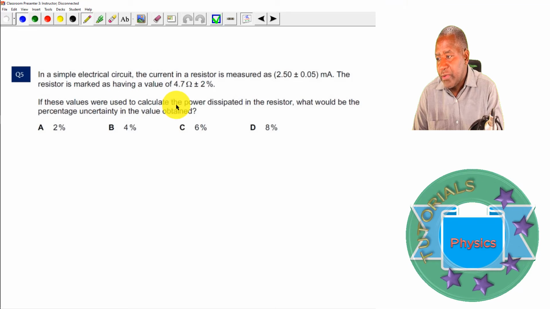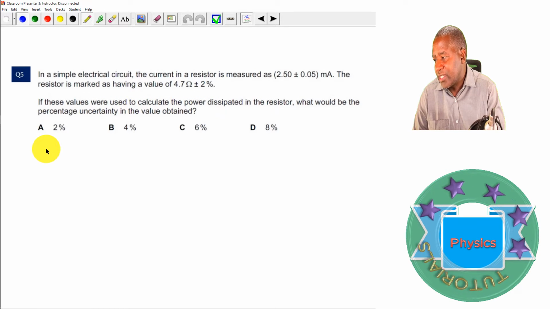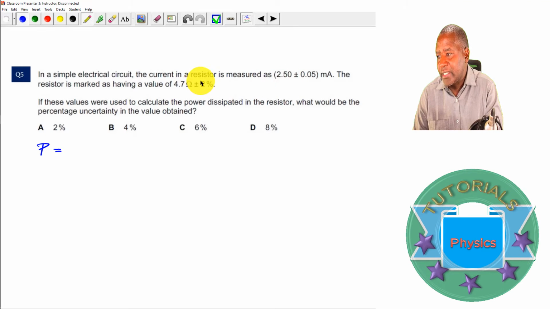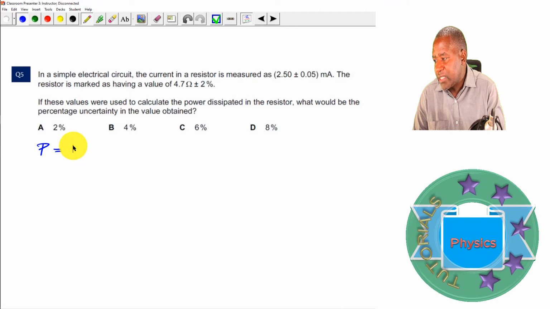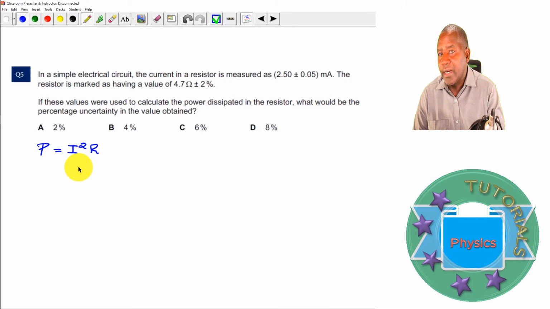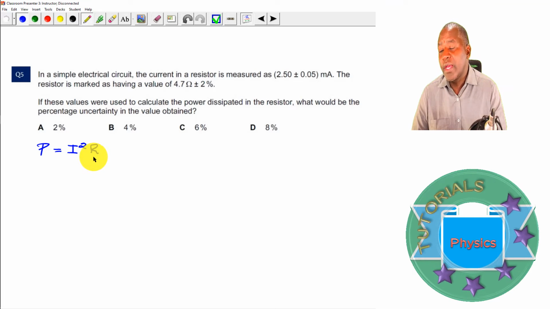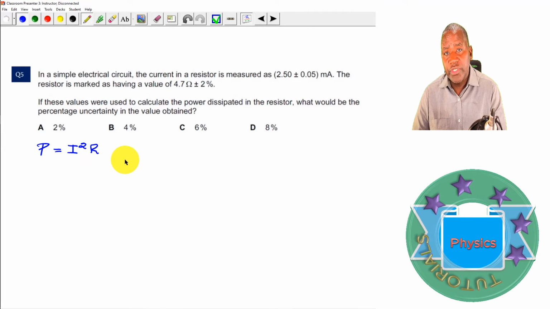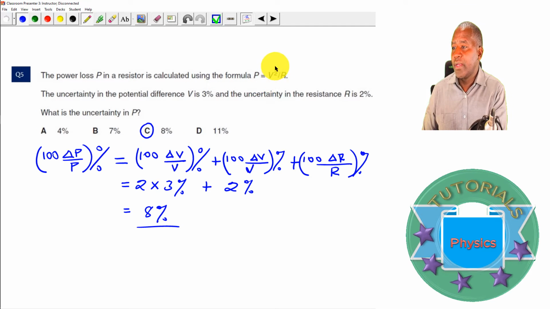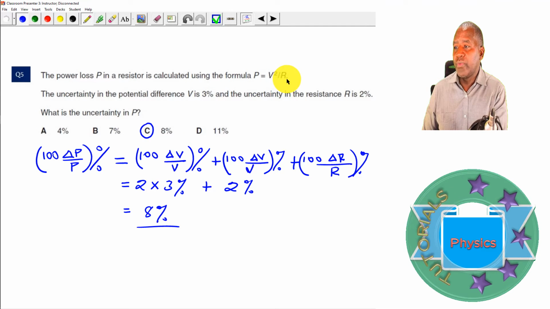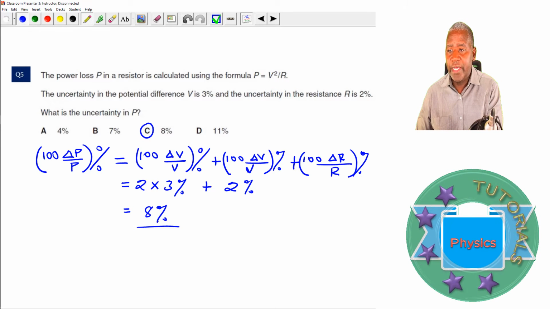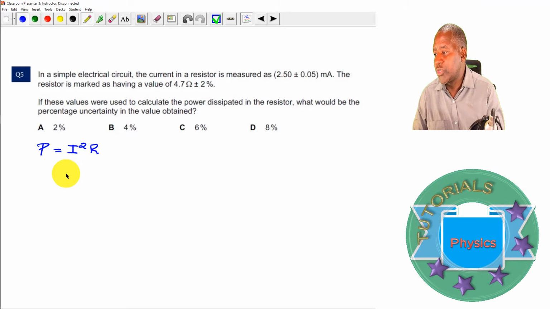If these values are used to calculate the power in the resistor, how do we calculate power when we are given current and resistance? The best equation to use is I squared R. And you can see here we are involving multiplication. It is like the first example we looked at, where we were just dealing with multiplication. So let's go ahead and see how we deal with this one too.